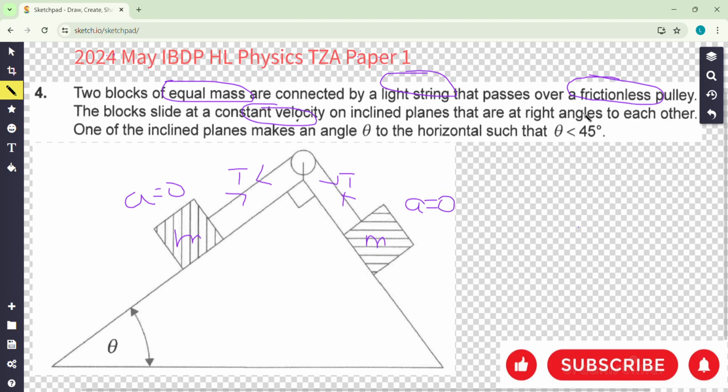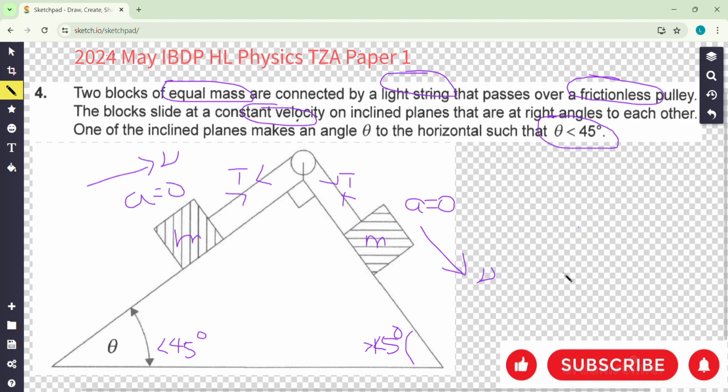So in the inclined plane, the two planes are at right angle to each other, and one makes an angle theta less than 45. So this one is less than 45. So the other one must be larger than 45, because added together it is 90. So the right hand side is steeper. And since this one is frictionless, this one should fall down, and this one should go up. Okay, that's all we have from the question.